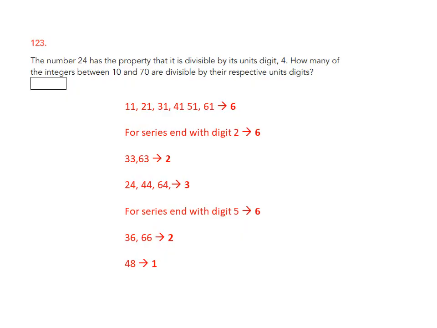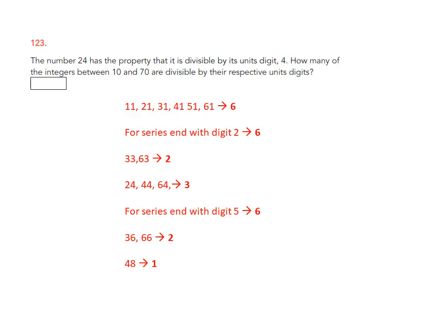Let's see. 11, 21, 31, 41, 51, 61. All of these 6 integers are divisible by their unit digit, that is 1. So we get 6 integers here. Similarly, for the second series, that is 12, 22, 32, all of these numbers will be divisible by their unit digit, that is 2, and we got another 6 numbers. So in this way, we can go up to 48.